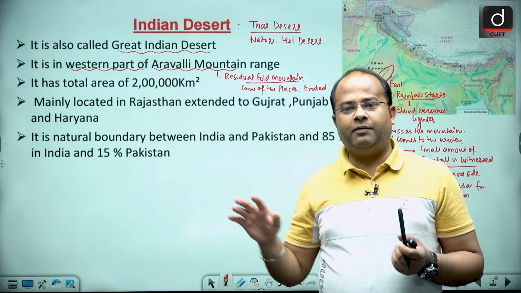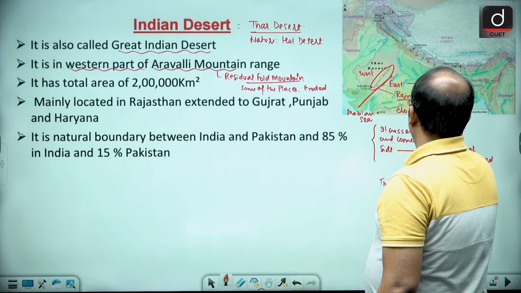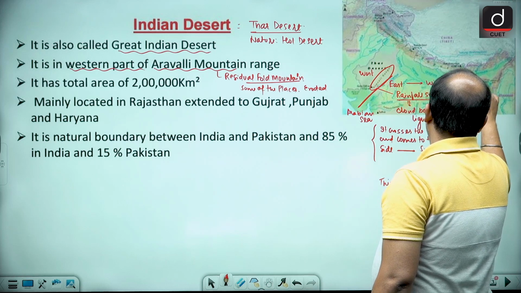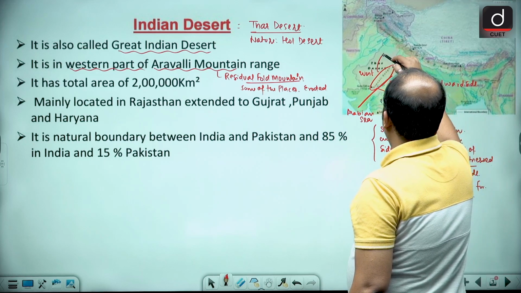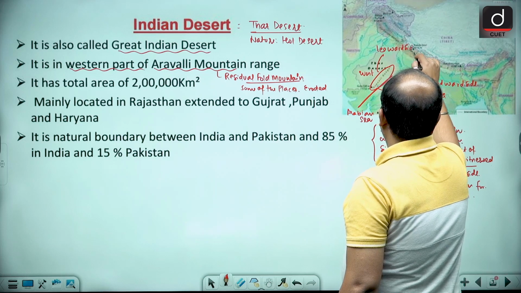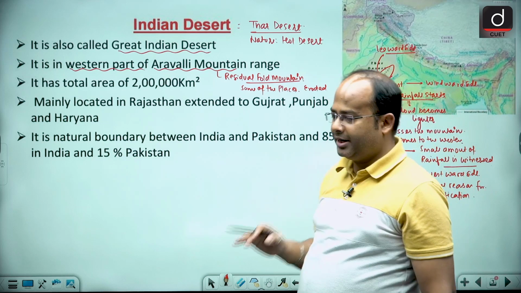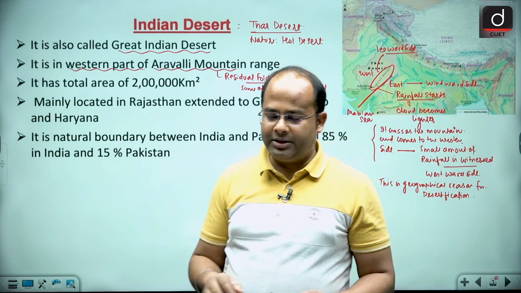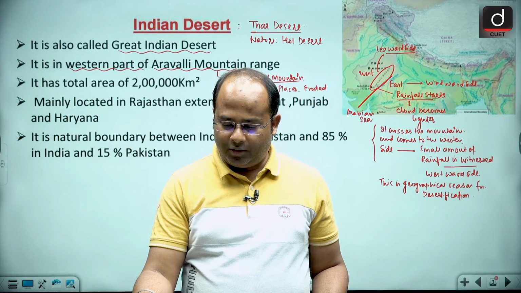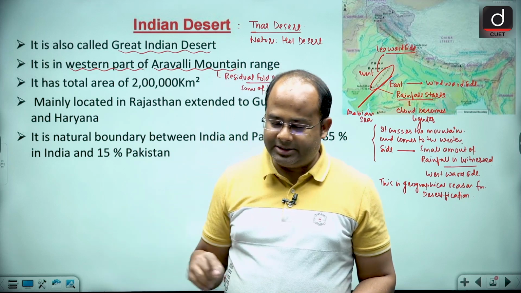because maximum rainfall happens on the eastern side, and when it happens on the eastern side it is known as the windward side. It is known as the windward side, and it is less on the western side. This is called the leeward side. So the western part is leeward and the eastern part is windward. Is that clear to all of you?